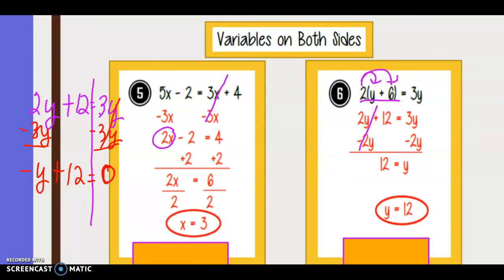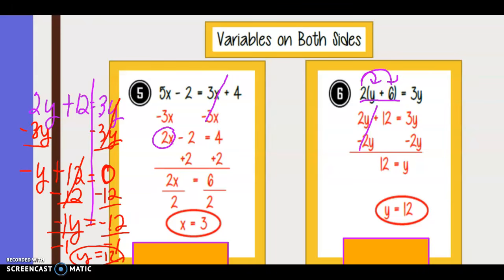Now what you would have had to do is subtract 12 from both sides. These cancel, and you have negative y equals negative 12. And remember, we talked about this, it was even on your last quiz. There's a negative 1 there. Divide by negative 1, and you get y equals 12. So a lot more work if you moved your variables to the left and your numbers to the right. Sometimes that's not always the best solution.